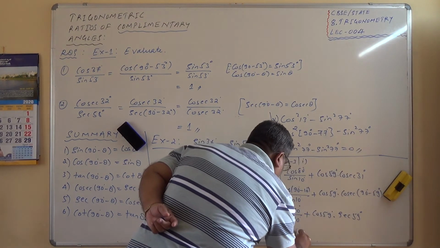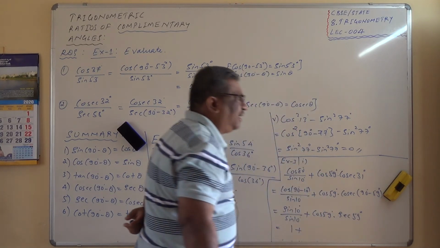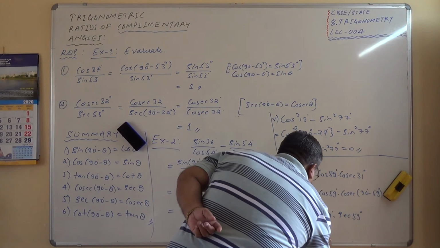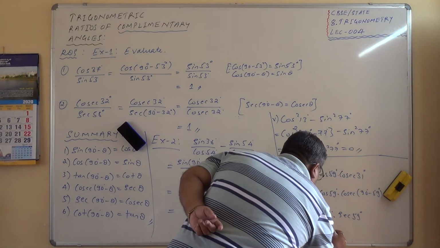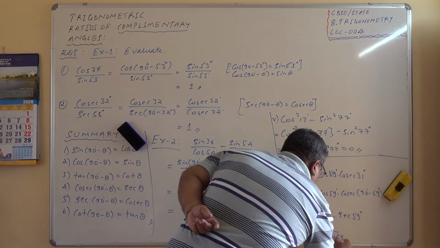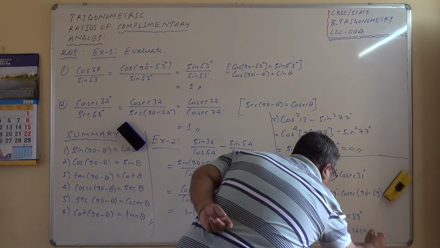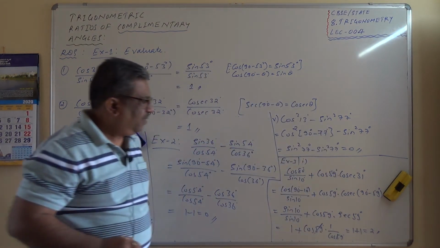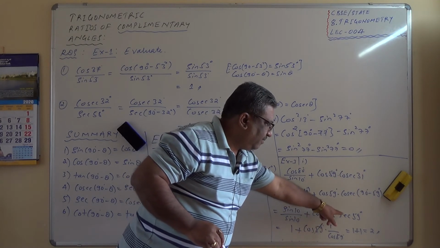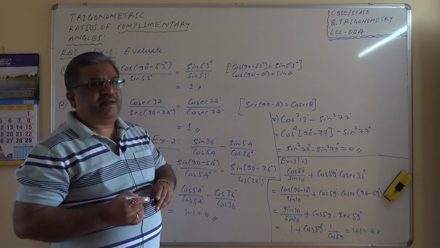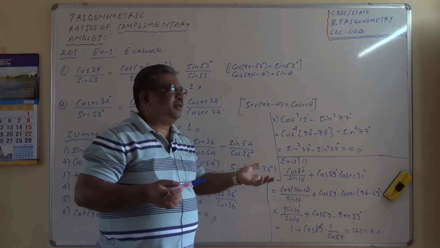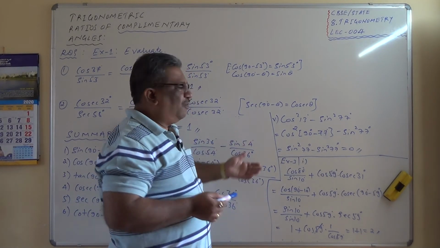This equals 1 plus, cos and secant are reciprocal to each other. That means I can write cos of 59 degrees into 1 divided by cos of 59 degrees. This will cancel, 1 plus 1, which equals 2 should be your answer. Cos and secant are reciprocal to each other. Cos 59 into secant 59 equals 1. Sin theta into cosec theta equals 1. Cos theta into secant theta equals 1. Cot theta into tan theta equals 1. All these things you must know by now.